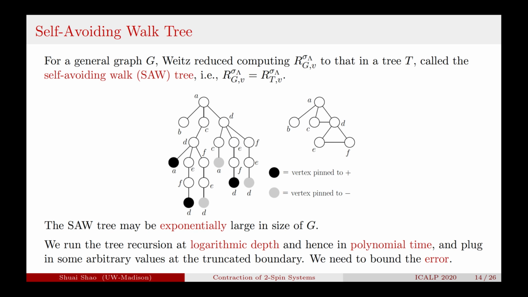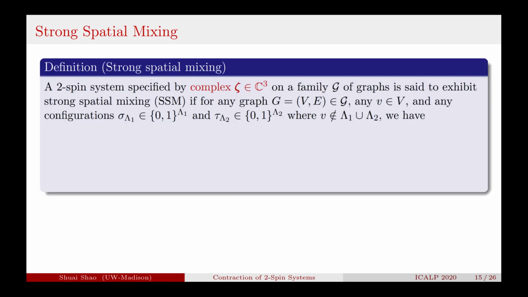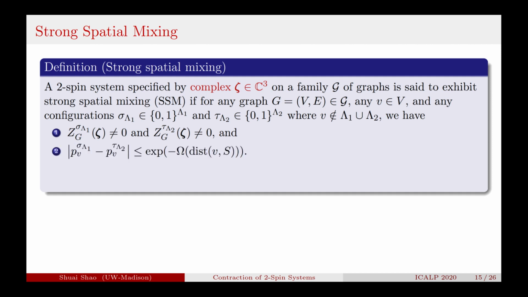Now we need to bound the error introduced by this arbitrary value at the truncated boundary. We have the following notion of strong spatial mixing to bound the error. A two-spin system specified by a complex parameter exhibits strong spatial mixing if, first, the partition function is not equal to 0 for any graph G and any partial configuration. This condition is to make sure that the p-value is well defined at any vertex V for any partial configuration.